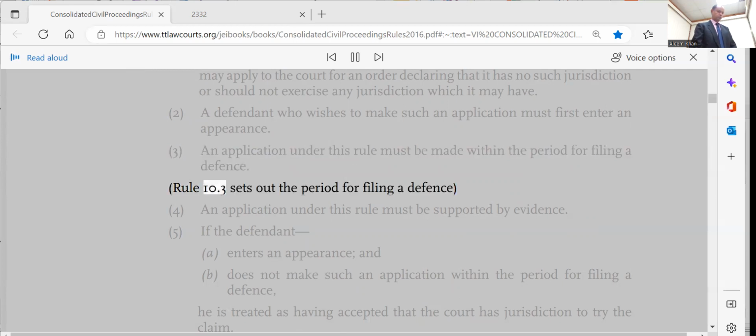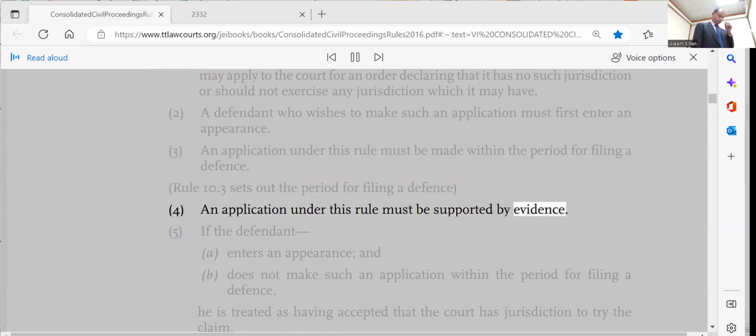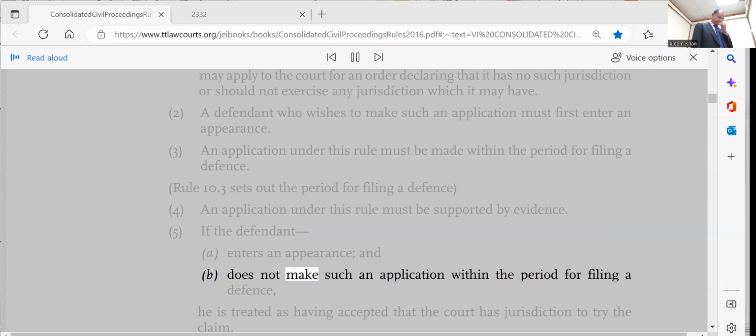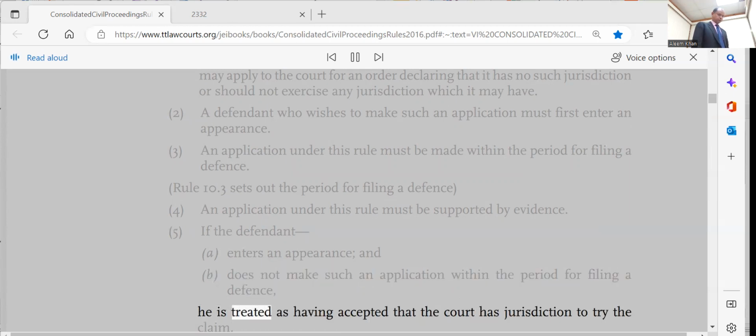Rule 10.3 sets out the period for filing a defense. 4. An application under this rule must be supported by evidence. 5. If the defendant (a) enters an appearance, and (b) does not make such an application within the period for filing a defense, he is treated as having accepted that the court has jurisdiction to try the claim.